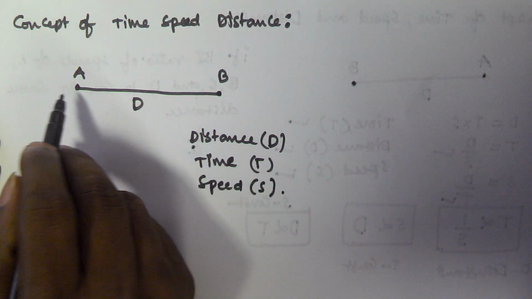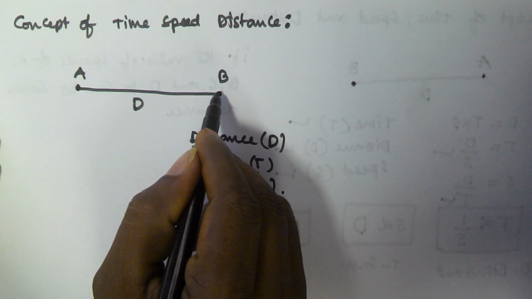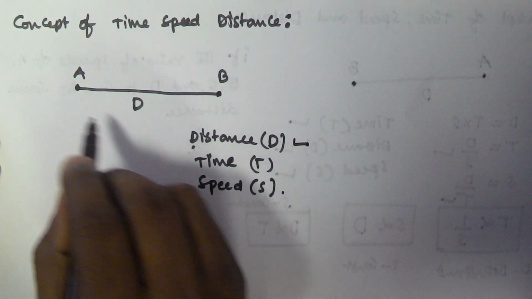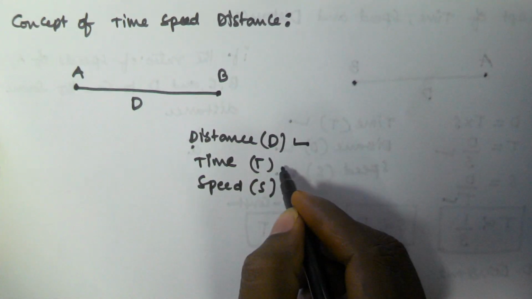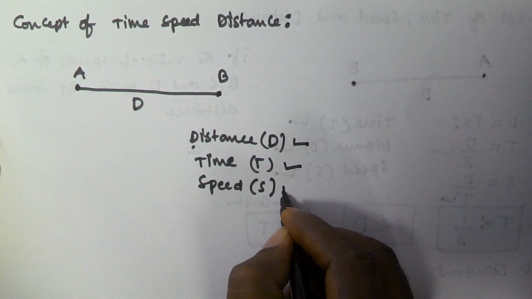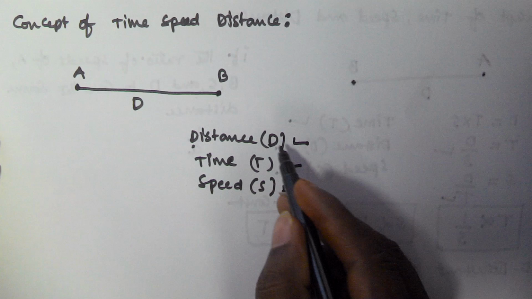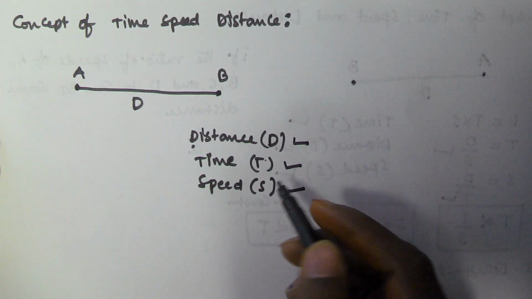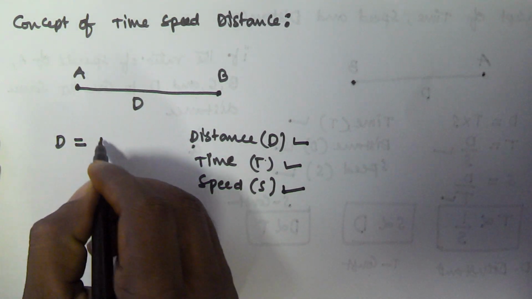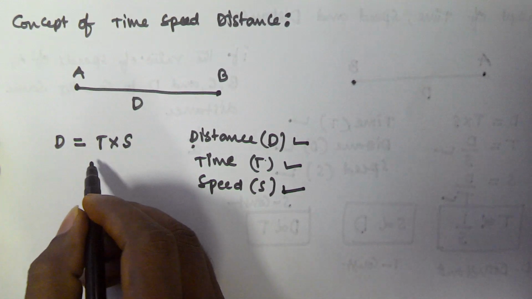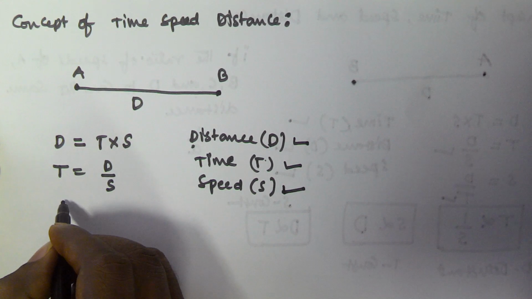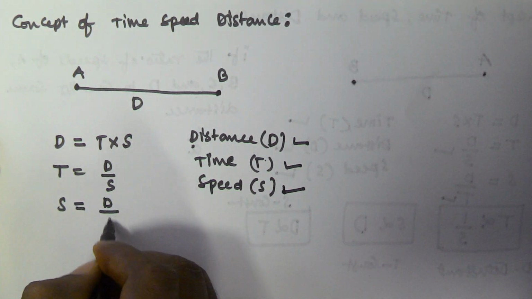Okay, when a body moves from point A to point B, the distance is d, and the time required for moving from A to B is t, and when a body is moving from A to B, it has some speed s. So the relationship between distance, time and speed is like this. Distance is equal to time into speed. So this same thing can be written as time is equal to distance by speed. Speed is equal to distance by time.